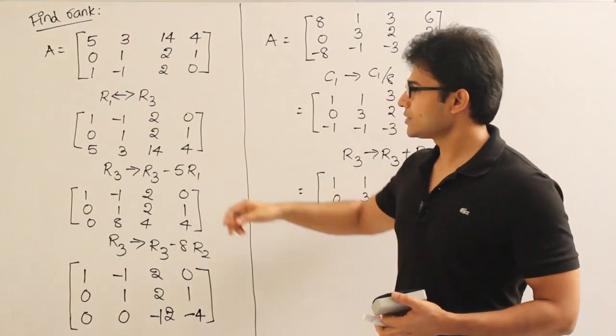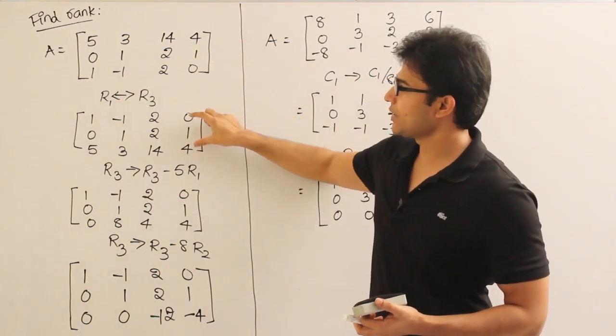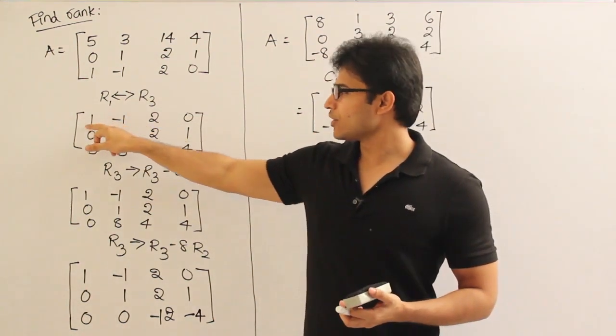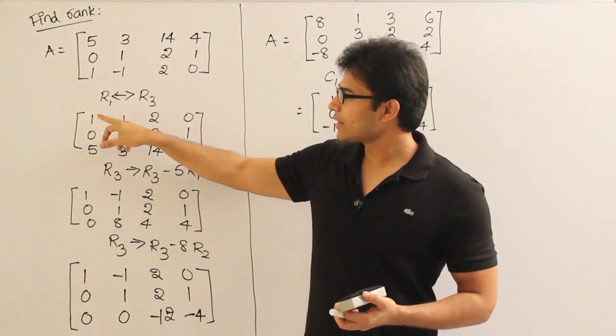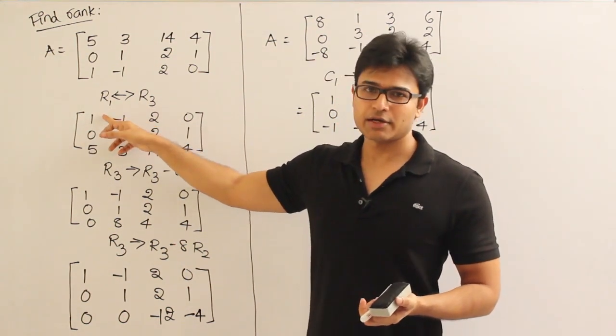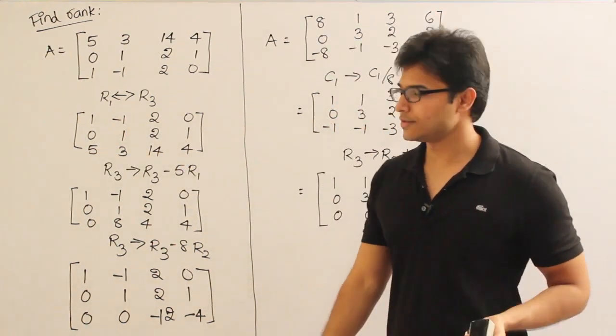See this? First I am trying to exchange row 1 with row 3. These two rows I want to exchange. The reason is I want to make the first element in the first row as 1, so that I can multiply that with some constant and then subtract it from other rows, so that I can make them also zeros. That is the only reason.